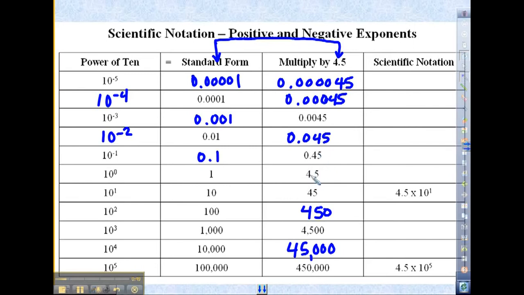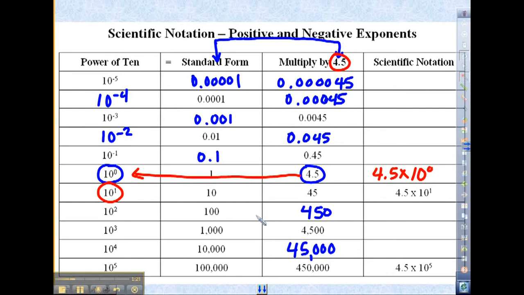All right? I'm going to write out longhand. When I took 4.5 and multiplied by 1, isn't 1 another name for 10 to the 0 power? So essentially what I did was I took 4.5 and multiplied by 10 to the 0 power. Right here, when I took 4.5 and multiplied by 10, I was multiplying it by 10 to the first power. So I took 4.5 and multiplied by 10 to the first power.